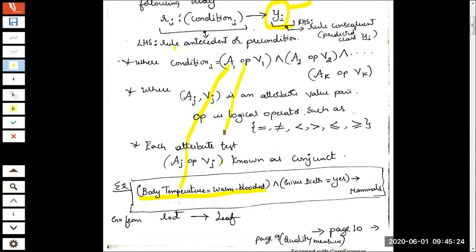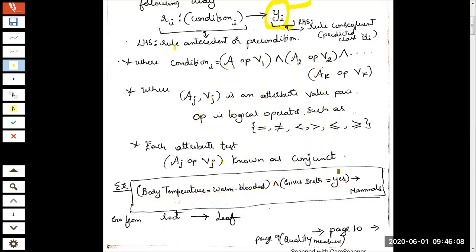The operator is equal to, this is the operator, and V1 is warm blooded, the value that is there with this attribute. This one single condition cannot help me decide whether it's a mammal or not. I have condition number two. To separate condition one from condition two, I have this AND. Now what is there in condition two? This is A2, gives birth. The operator is equal to, and the V2 value is yes. So if this rule is satisfied, we can declare it as a mammal without any hesitation.